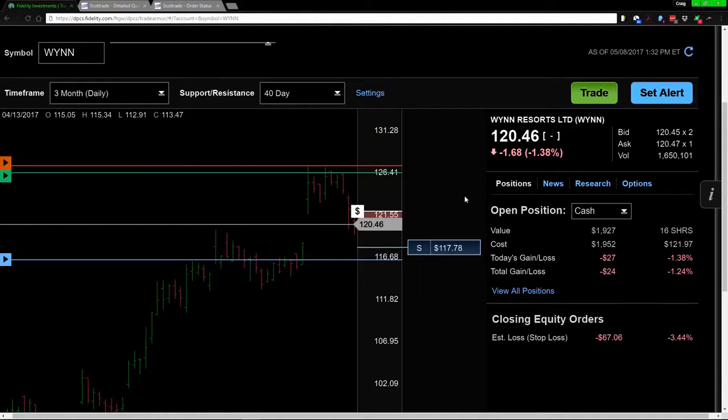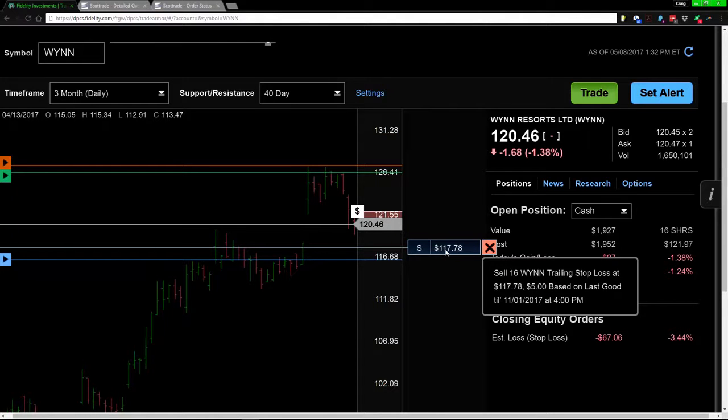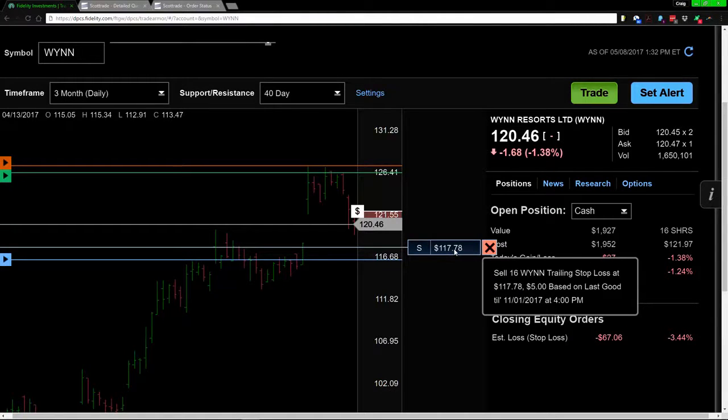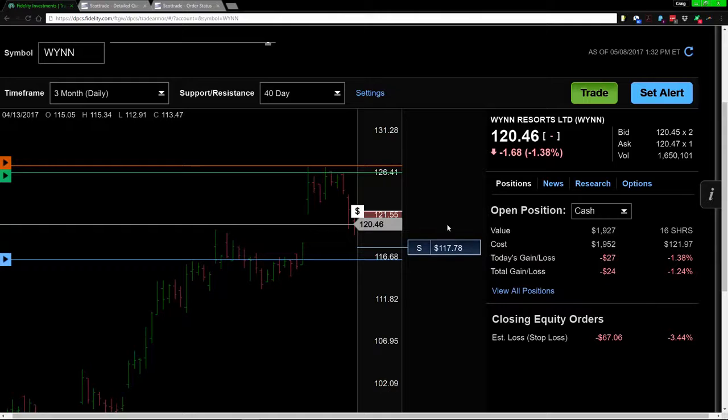And note that a lot of people coming into the market may not know this, but basically, right here where it says 117.78 per share, there's a chance that it will actually go below this. See, what happens is if it hits 117.78 cents per share or below that, it will automatically sell it.